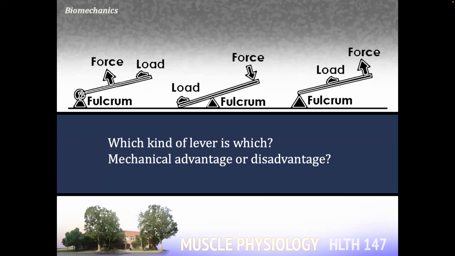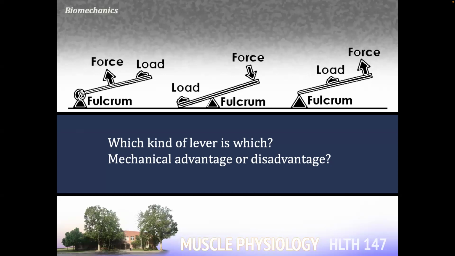All right, so now which one is a second class lever? The second class lever always has a mechanical advantage. The fulcrum is on one side, and then the muscle is always farther away than the load. So which one of these images does that describe? The one on the right, the force is farther away from the fulcrum than the load is. So that's a second class lever.